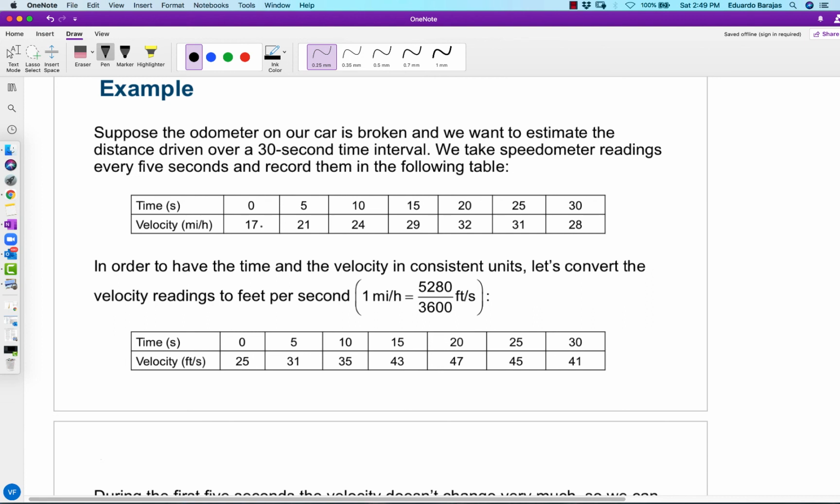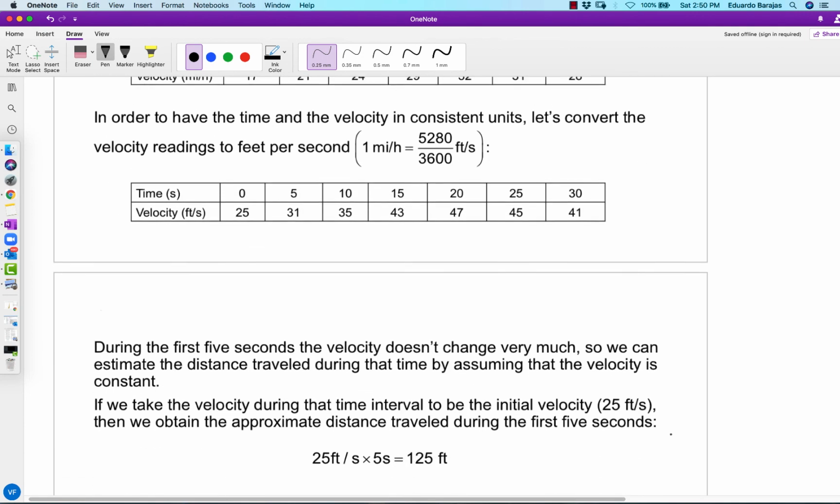So equivalently, instead of seeing 17 miles per hour, we're traveling at 25 feet per second. And then at timestamp 5, we're traveling at 31 feet per second, 35 feet per second, and so on and so forth. Okay, so we have this table that describes velocities and timestamps. The interval in between each one of these is 5 seconds.